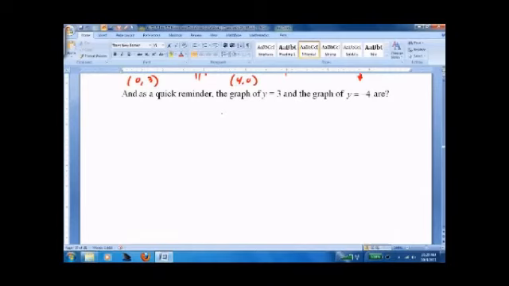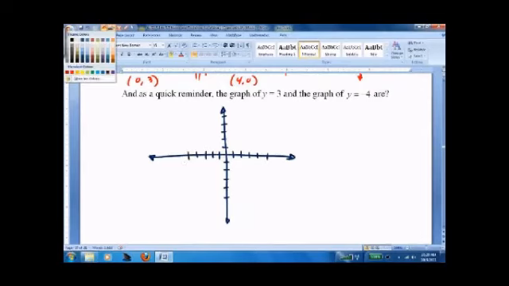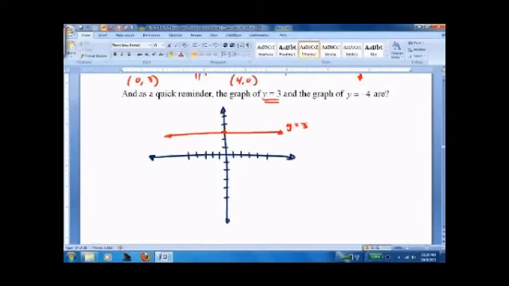Quick reminder for you. Here's our coordinate plane again. 1, 2, 3, 4, 5 in each direction. Students forget this quite often. So what's the graph of y equals 3? We'll go up to y equals 3. We go right across. That's y equals 3. What about y equals -4? 1, 2, 3, 4. Down -4. Go straight across.